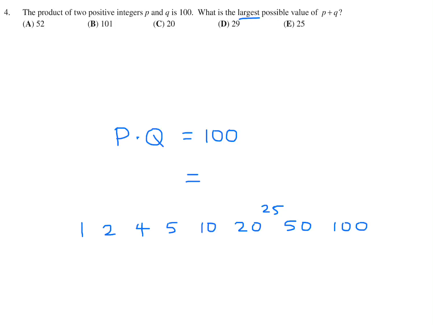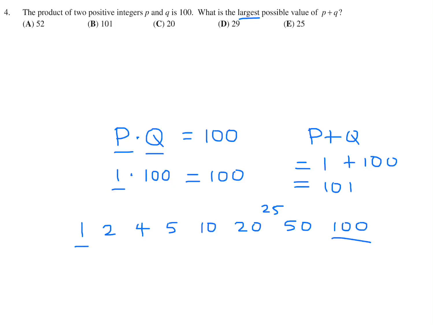But whenever you have questions talking about largest or smallest, always go for extreme case scenarios. So the extreme case scenario to make two numbers multiply to become 100 is just 1 and 100, like this. 1 times 100. And that, of course, is 100. And therefore, p plus q would be 1 plus 100. And that is, of course, 101. And of the answer choices, 101 is the largest. So there you go. The answer is B.